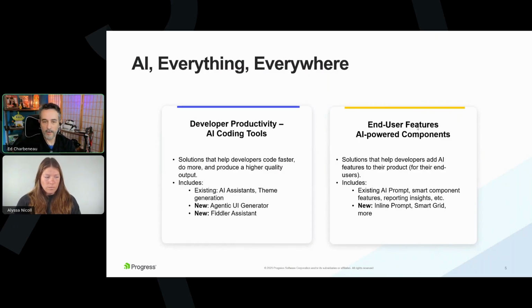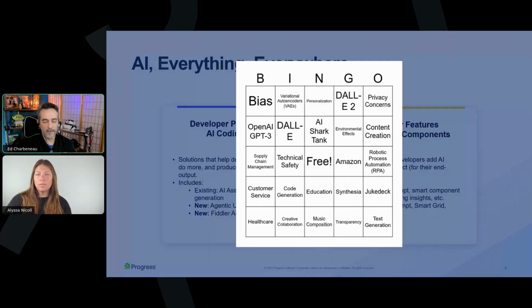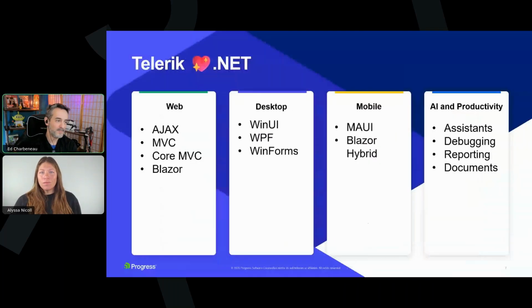So we have a category of AI productivity tools. And then we also have AI in the form of user interface tools. So these are AI-powered UI components that your users will interact with that have been upgraded with some really cool AI features. So there is a little bit of AI everywhere in this webinar, and we have a lot of amazing things to share with you in this release. So please have your AI bingo cards ready and be ready to check your boxes.